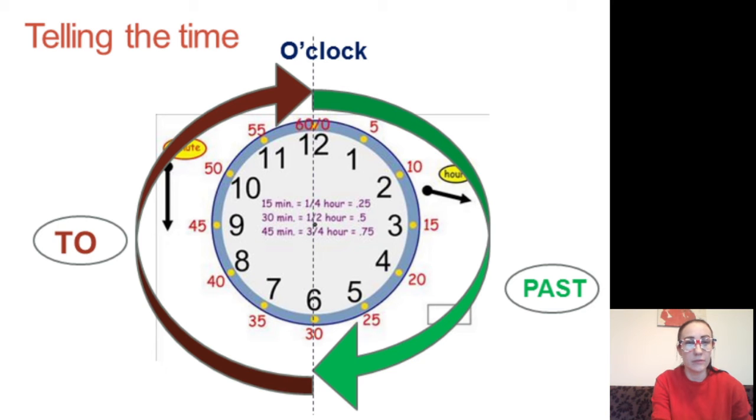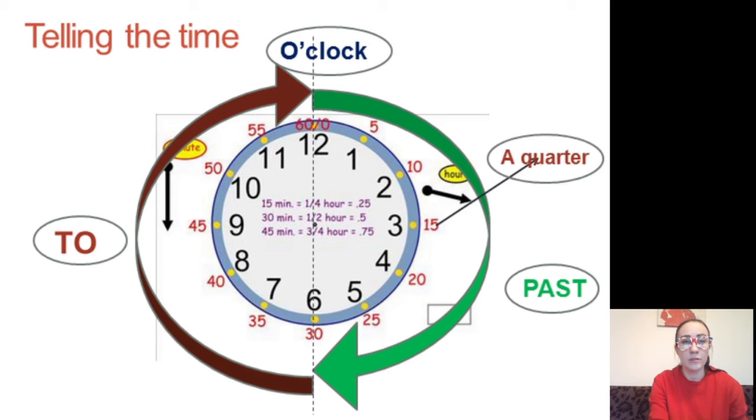Now, if we have a full hour, we say o'clock. So when the long hand is pointing at number 12, it's the full hour. So we say o'clock. It's 5 o'clock, it's 10 o'clock, it's 2 o'clock, and so on.